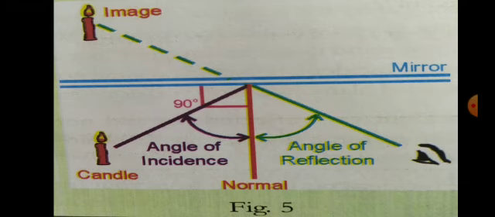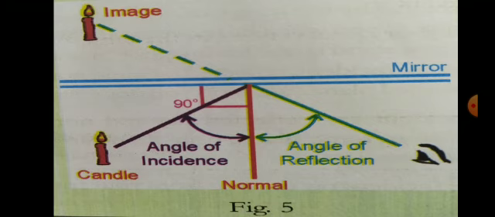So, children, now let us verify this rule. If the two incident rays form angles of 20 degrees and 45 degrees respectively with the normal, what will be the angles formed by the reflected rays with the normal? Now let us verify our answer by conducting this experiment again.